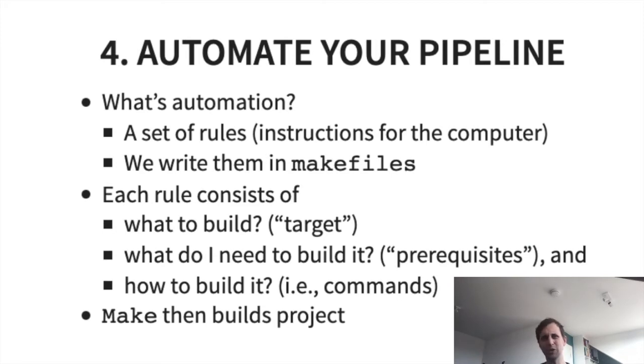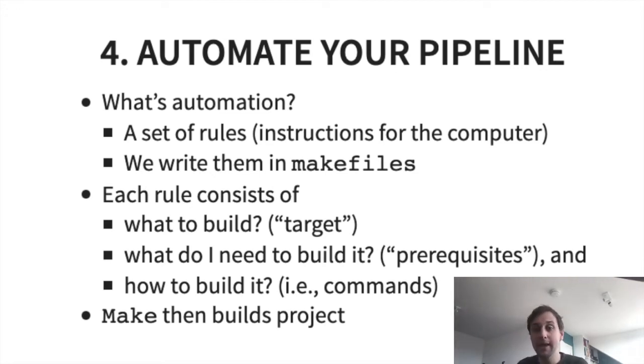What's automation? Well, it boils down to a set of rules, like instructions for a computer on how to do things and in what order. And we write them in so-called make files. Each make file has rules in it, and each rule essentially consists of 3 components. Number 1, what to build. We call this the target. What does it need to build those targets? We call those the prerequisites. And finally, how to build it. What commands actually to issue to build the target given the prerequisites.